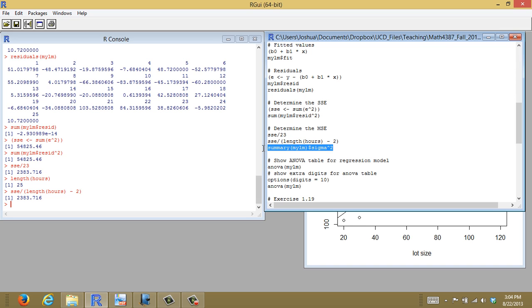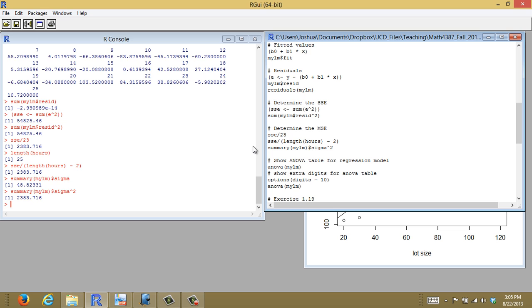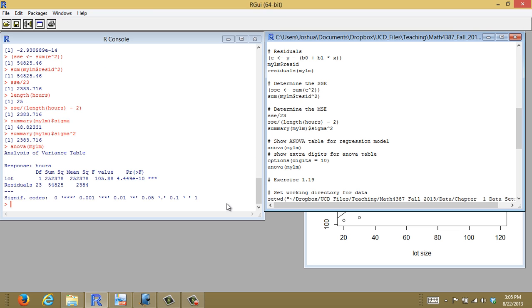Or if you want to obtain the mean square error most efficiently in R, you use the summary function on the stored linear model, use the $ symbol, and then access the sigma variable that's stored in that object. Then we square it. This right here gives me sigma hat, essentially, or S. This gives me the square root of MSE, so if I want the MSE, I have to square it. So my mean square error is 2,383.716.